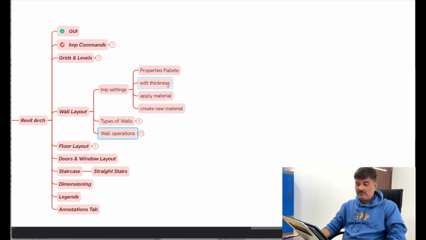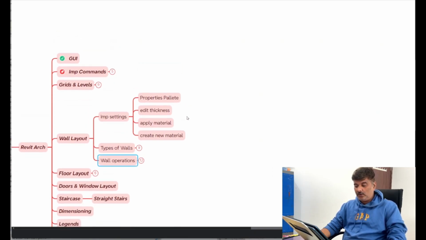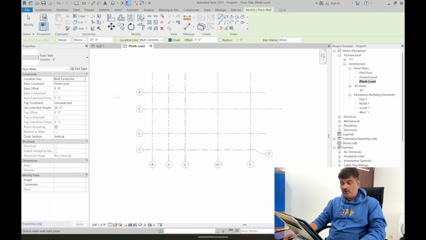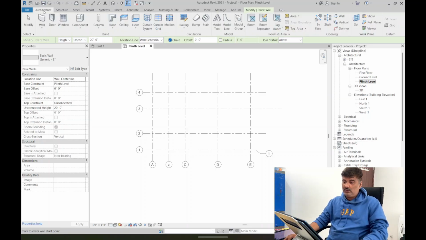Next, we have to see three of the most important things: how to edit thickness, how to apply material to the wall, and how to create a new material. So let's see how to edit the wall thickness. Before that, let us first see how to draw the walls. So I select wall, Architecture, Wall. Here I have given the location line. I have given the base constraint as plinth level and the top constraint I select as first floor.